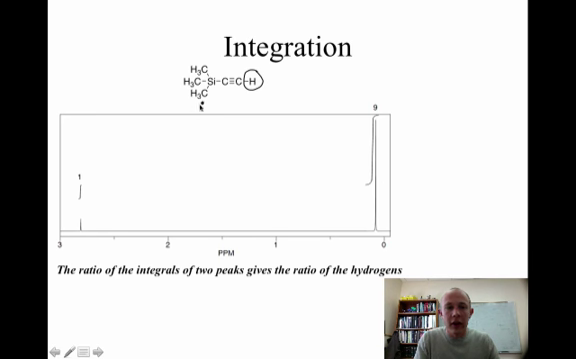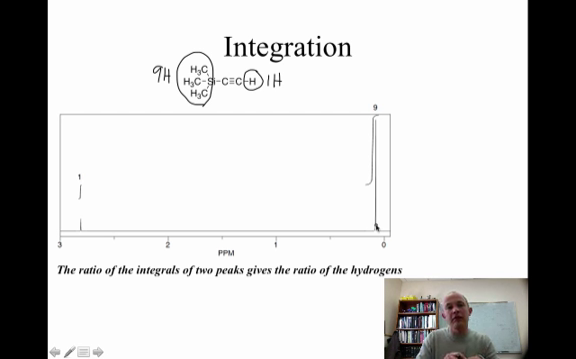This particular molecule has two sets of non-equivalent hydrogens. These 9 hydrogens, right, we have 3 methyl groups. These 9 hydrogens are all chemically equivalent, but they're different from this 1 hydrogen, right? So we'll expect to see 2 peaks. And remember, this is a little tiny peak and this is a really big peak.